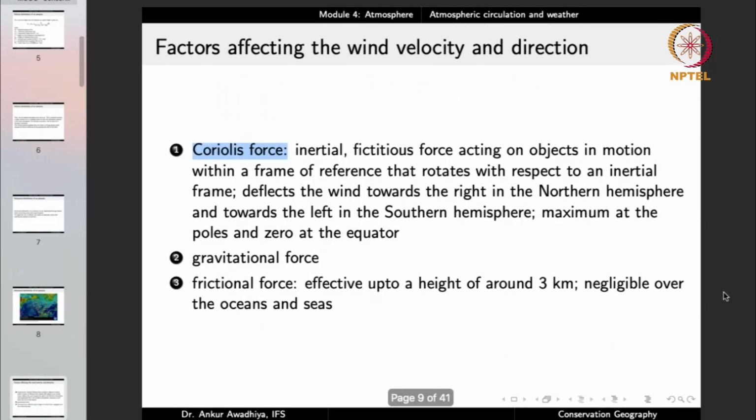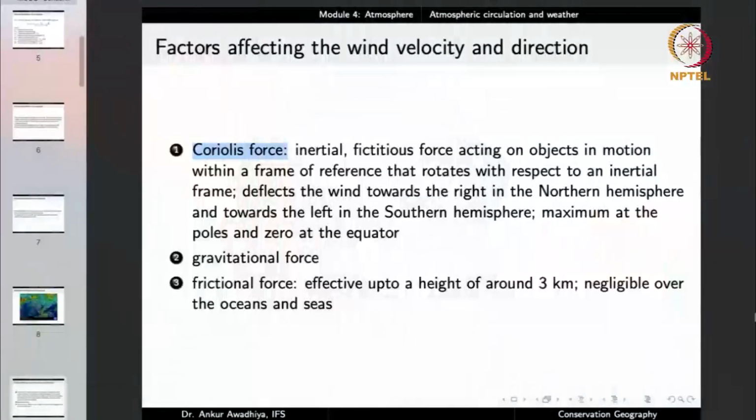Now, when we talk about wind's velocity and direction, then winds are not just governed by these pressure differences. There are certain modifying factors that also play a role. And three of them are most important. The first is the Coriolis force, the gravitational force, and the frictional force. Now, Coriolis force is an inertial fictitious force that acts on objects in motion within a frame of reference that rotates with respect to an inertial frame.